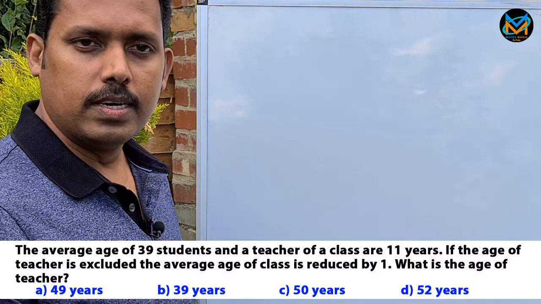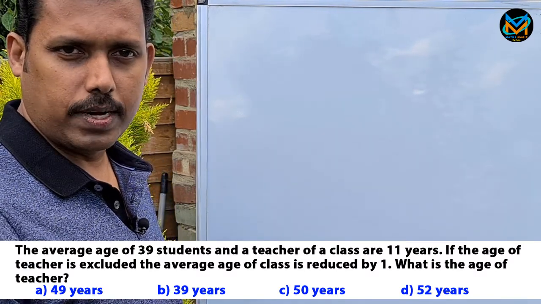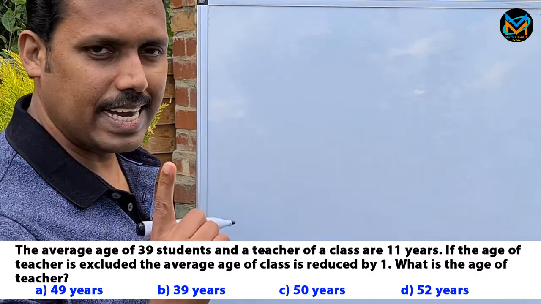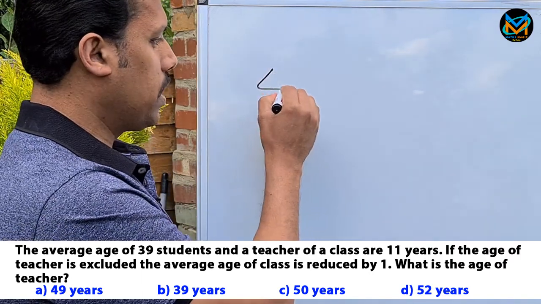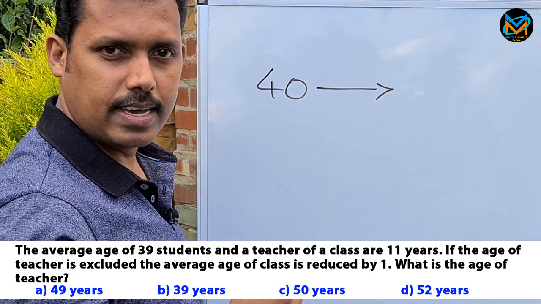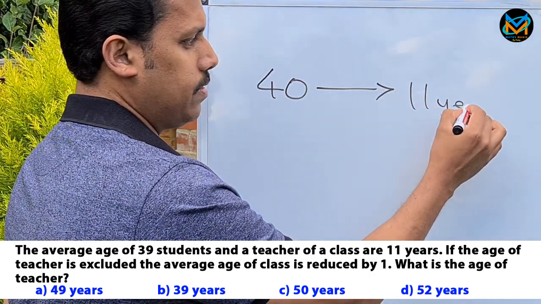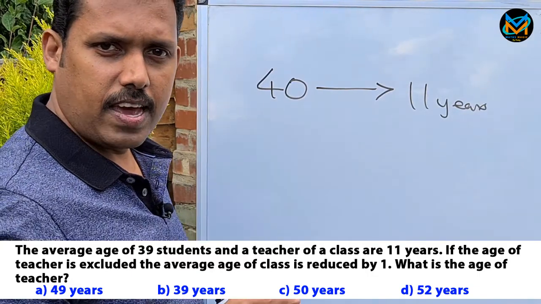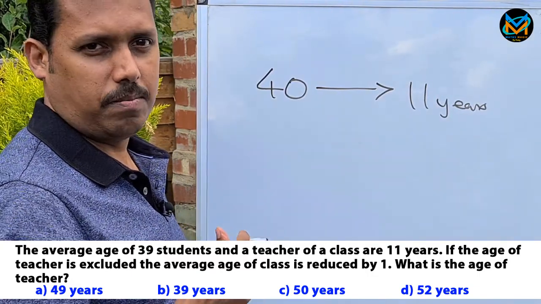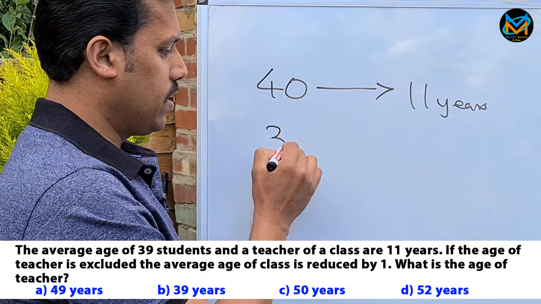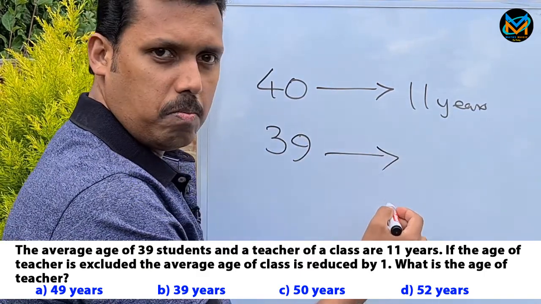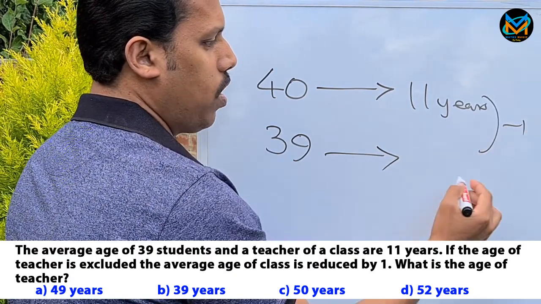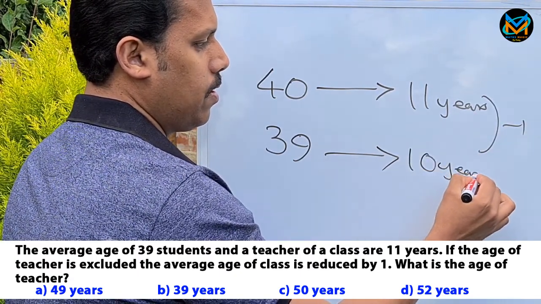Let's take another example. Question number 4. See the question below. The average age of 39 students and a teacher of a class is 11 years. So 39 students and a teacher, total 40 members. The average age is 11 years. If the age of the teacher is taken out, the average age is reduced by 1. That becomes 10 years.